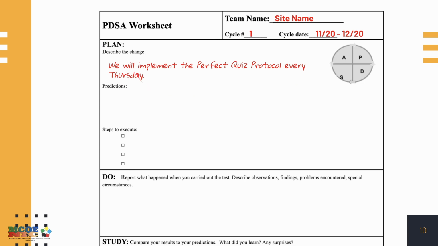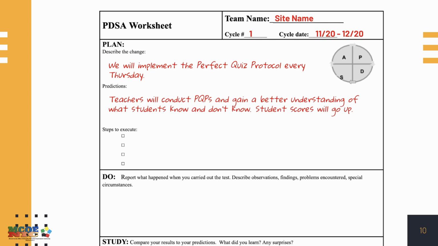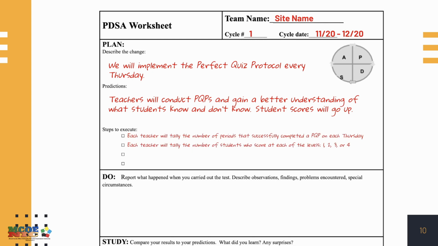So document it. In this case, we will implement the perfect quiz protocol every Thursday. You make some predictions. Teachers will conduct PQPs and gain a better understanding of what students know and don't know. Maybe the student scores will go up. So there's our prediction. And then down here is where you list the steps that everybody will need to do in order to execute this plan and collect the necessary data, right? So that's the first thing you do.